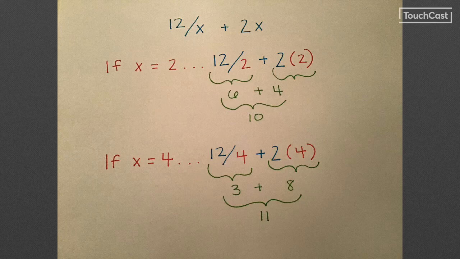So if I do 12 divided by 4, I get 3, plus 2 times 4, I get 8. 3 plus 8 equals 11. So our answer got bigger. I want us to notice that in the division part, 12 divided by 2 equals 6, but 12 divided by 4 equals 3. So for the division part, our answer got smaller. But if we look at the multiplication part, 2 times 2 equals 4, and 2 times 4 equals 8, 8 is much bigger than 4.